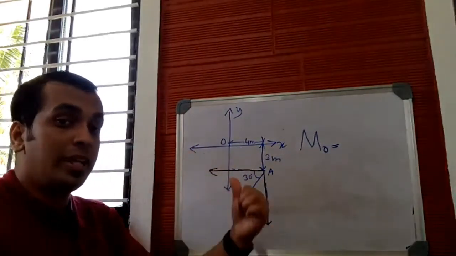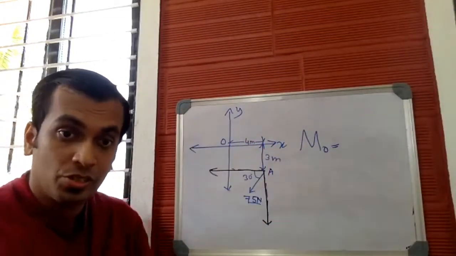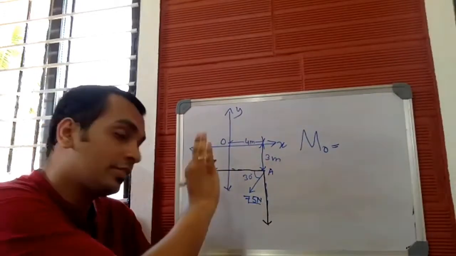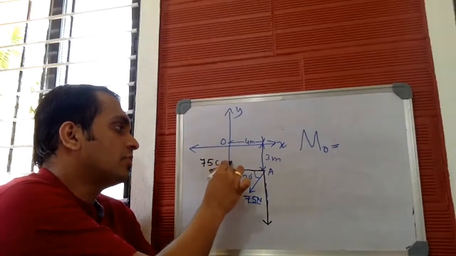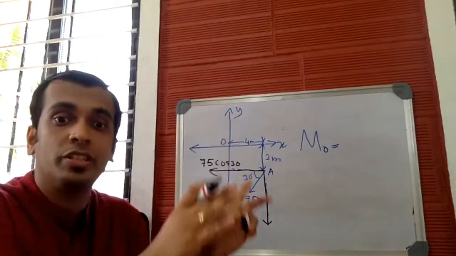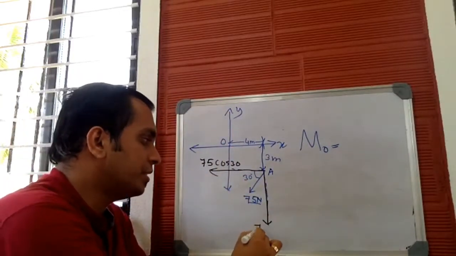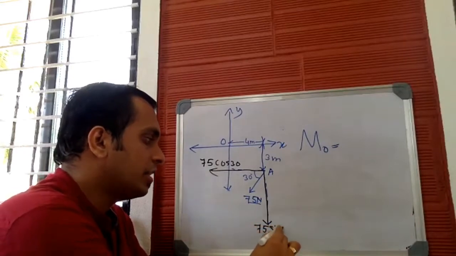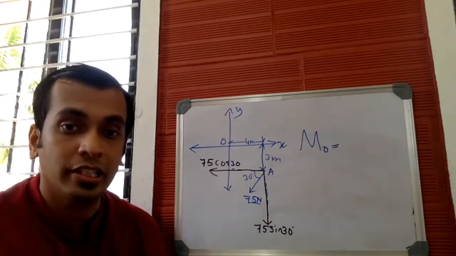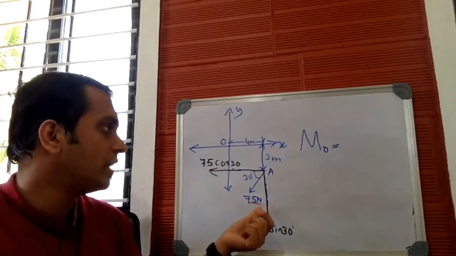The horizontal component moves horizontally to the left. We don't consider direction here in the concept of moment. Usually we consider it as minus 75, but it is 75 cos 30. And the vertical component moves vertically downwards. Even though it moves vertically downwards, we don't consider it as negative in the concept of moments. Let me just write the magnitude here. It is 75 sin 30. So we have resolved this force into its horizontal and vertical components. So instead of one force of magnitude 75 Newtons, we have two forces.